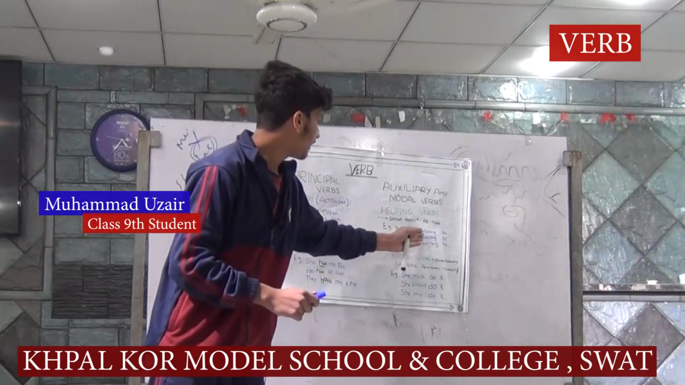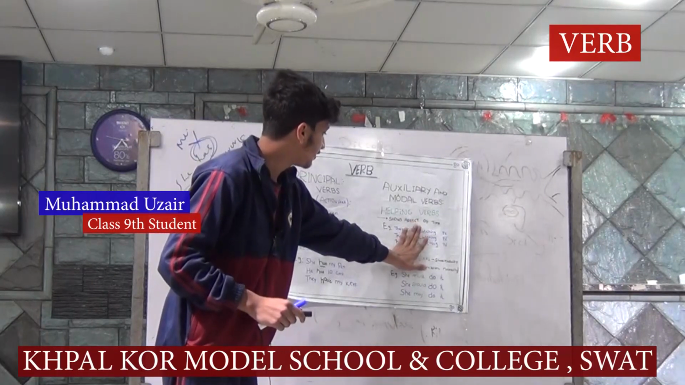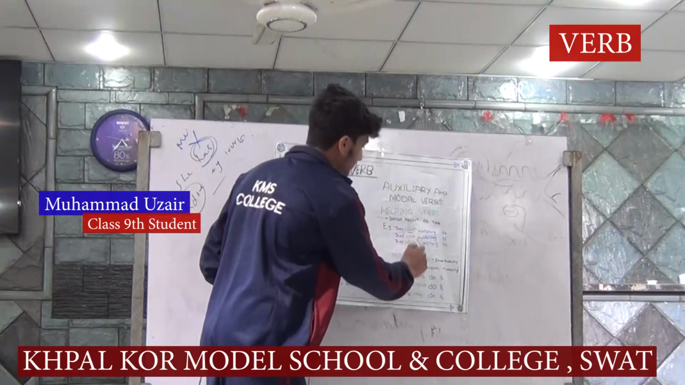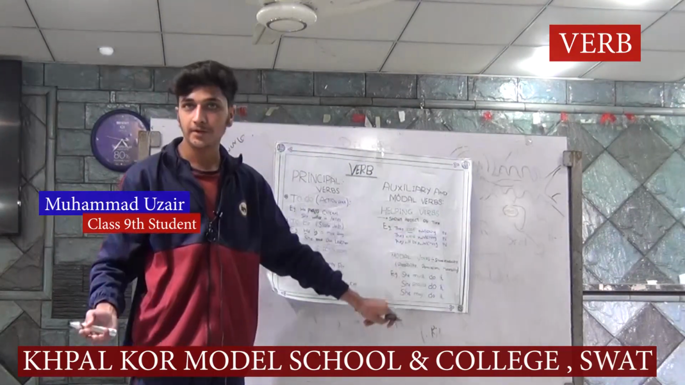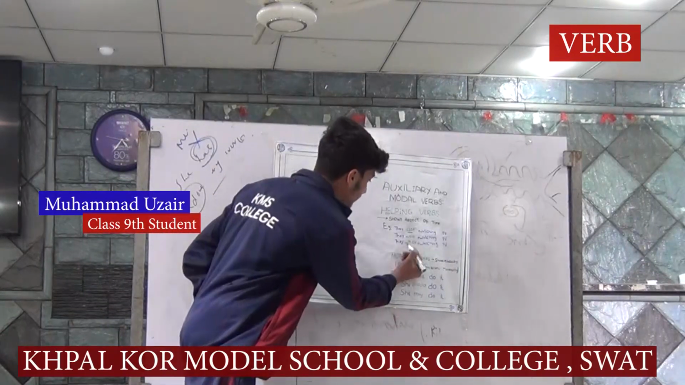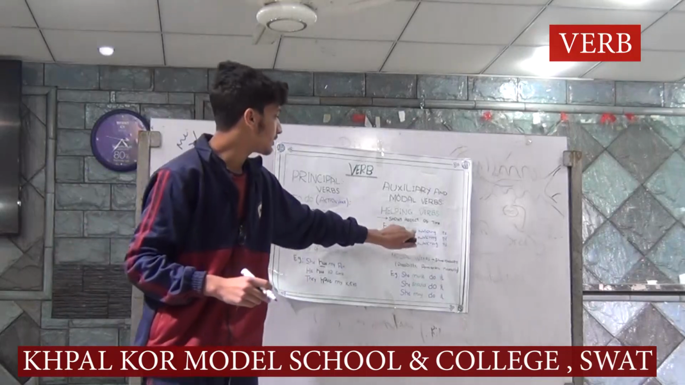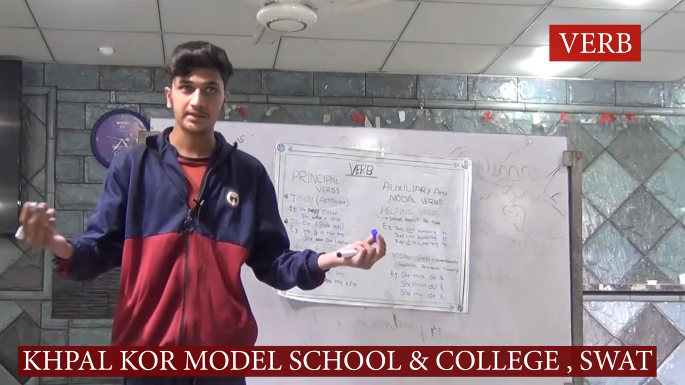For example, they are watching TV, or if I say they're watching TV, these are all the same. But if I put here are, it shows present. If I put here were, it shows past. But if I put here will be, it shows future. So a helping verb shows us aspect of time: is it past, is it future, or is it present, or something else?